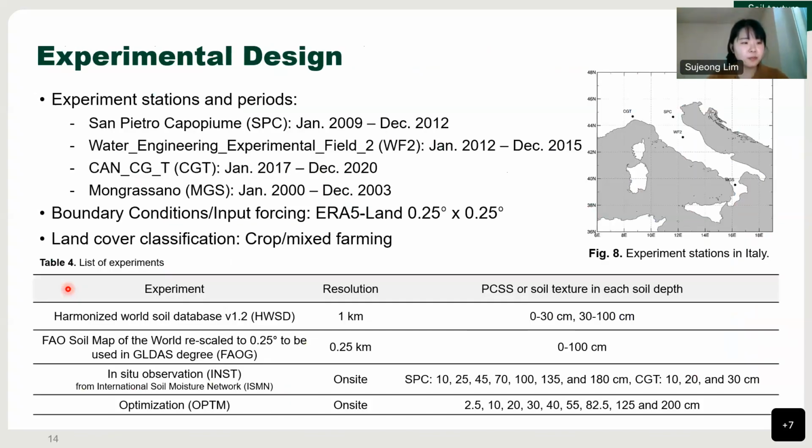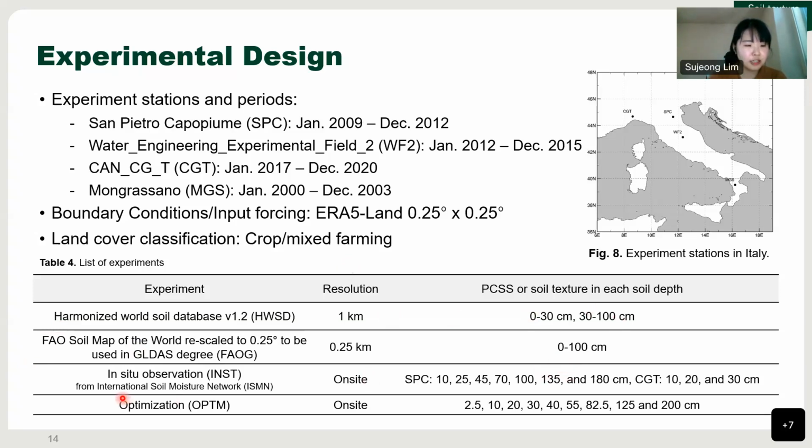So we conducted optimized experiment in 4 stations in Italy where the in-situ observation have sufficient periods and multiple soil layers. To verify the impact of optimized percentage of clay, silt, and sand, we run the following experiment. The first one is HWSD, which uses the Harmonized World Soil Database, and it provides the percentage of clay, silt, and sand in 2 layers. FAOG uses a discrete FAO soil map, and it provides the 1-layer information.